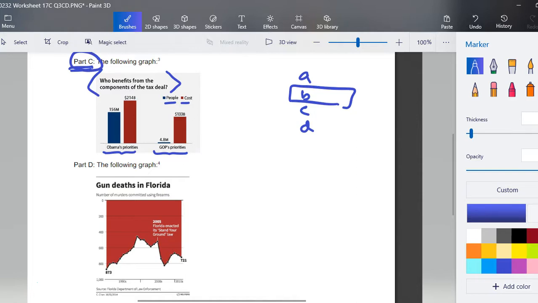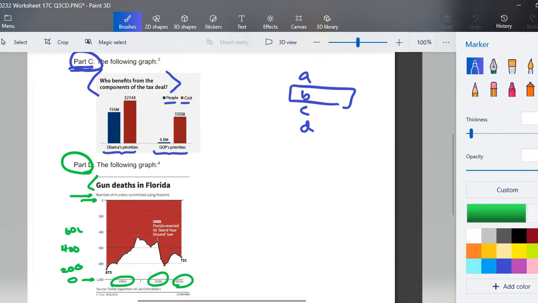Now looking at part D. On part D, it says we've got the following graph. It's the gun deaths in Florida, the number of murders committed using firearms, the 1990s, the 2000s, the 2010s, and then wow, this starts at 1,000 and then goes to 0, when normally we start at 0 and then go up this way.